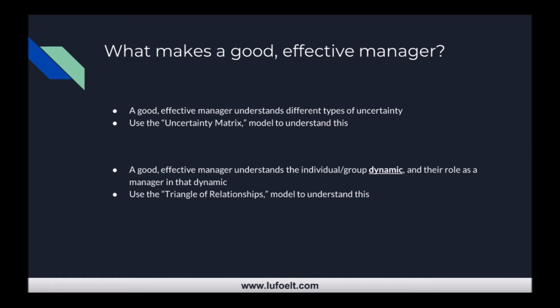And we'll be looking at a couple of different models. One is called the uncertainty matrix, and the other one is called the triangle of relationships. All right, and the goal here is to introduce you to ideas that should help you to manage uncertainty and organize your relationships with people. All right, so let's take a look at this.